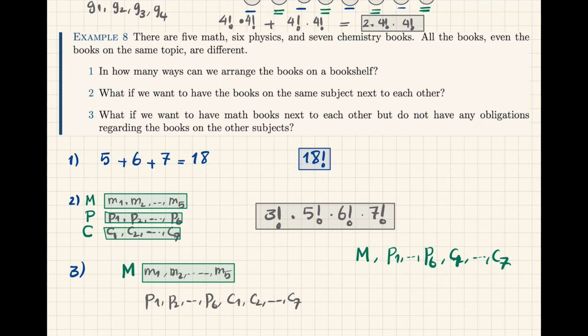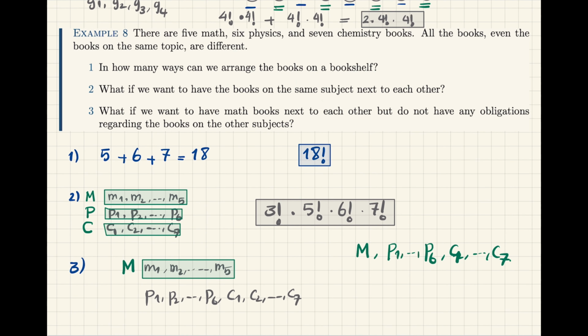Let me just repeat this again. Here I put a label M for this box, and if I ask you how many distinct objects you are facing, you would say that I have an object, capital M, and I have other objects P1 up to P6 and C1 up to C7. So in total 6 objects here, 7 objects here, and 1 object here. So I will have 14 objects in total. So what I can do is write 14 factorial.